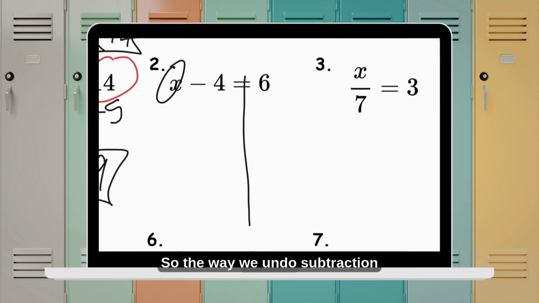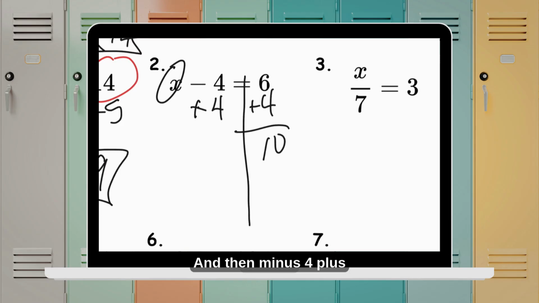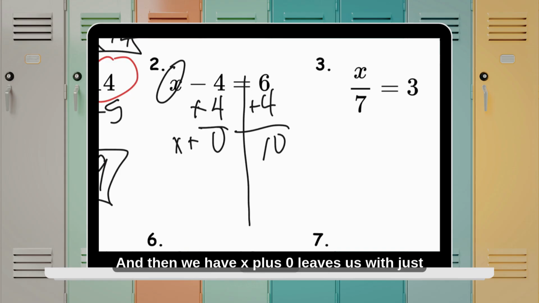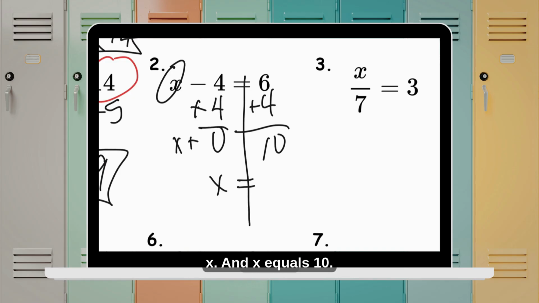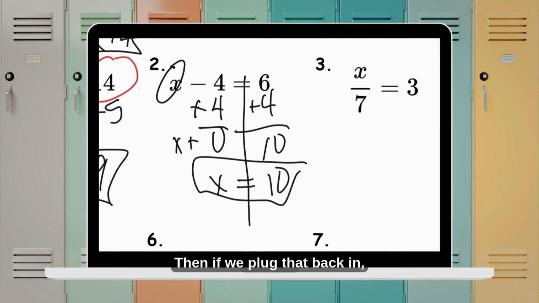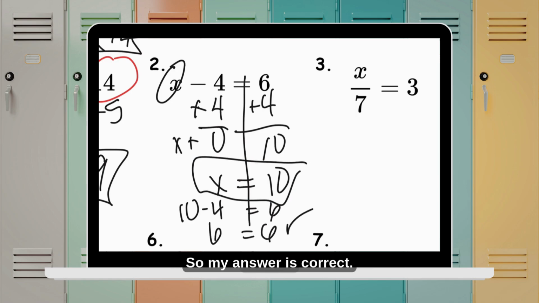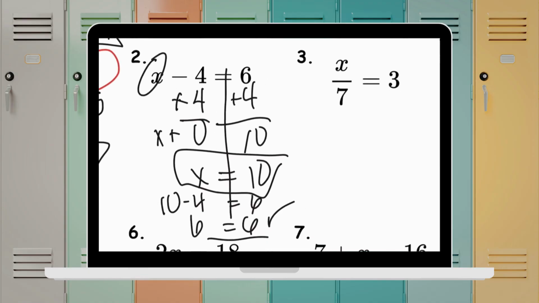The way we undo subtraction, the inverse operation, is addition. So we're going to add 4 to both sides. Then minus 4 plus 4 gives us 0. Then x plus 0 leaves us with just x, and x equals 10. If we plug that back in, 10 minus 4 is 6, and 6 equals 6. So my answer is correct.